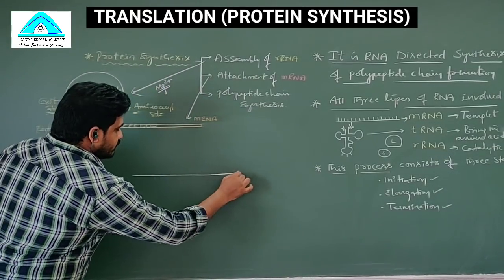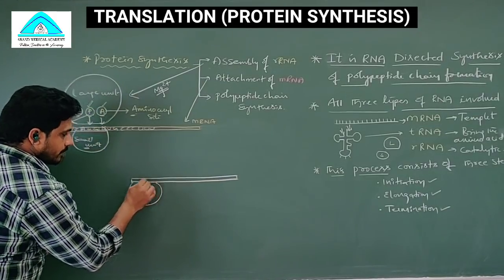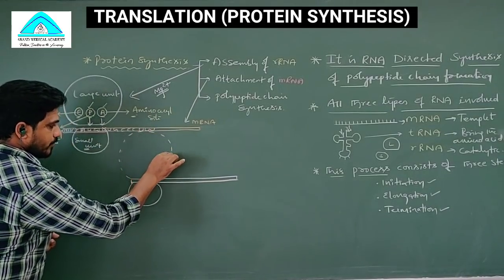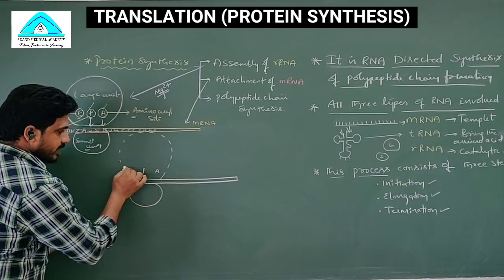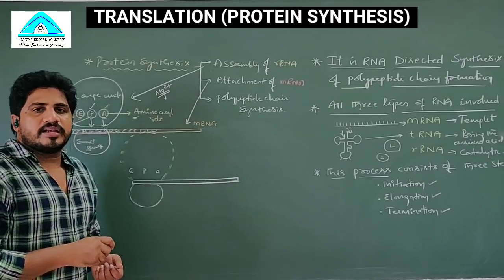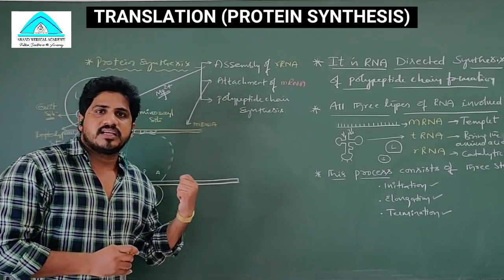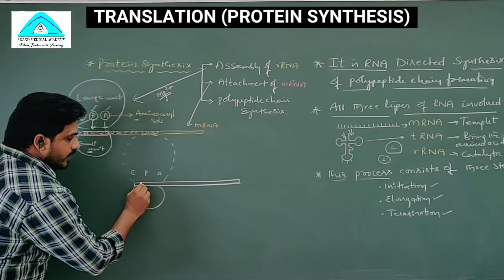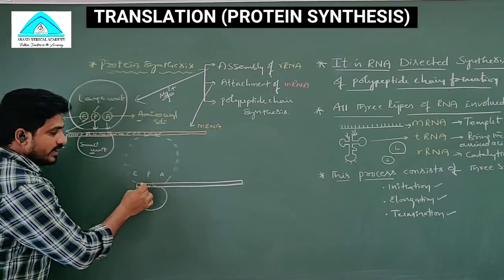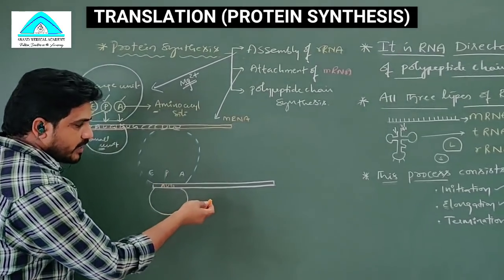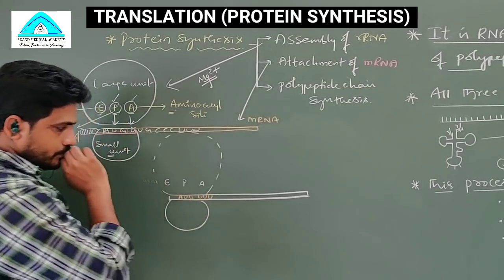Suppose if this is the mRNA, then this is the small subunit and this is the larger subunit. This is the site P, this is the site A, and this is the site E. The first tRNA comes along with one activated amino acid and binds at site P. Why? Opposite to P, AUG will be present. The next codon, the second codon of mRNA, is present. Opposite to A, that will be UUU.